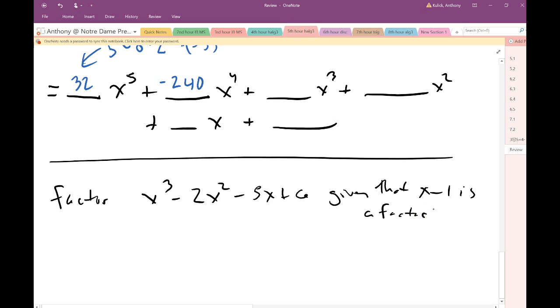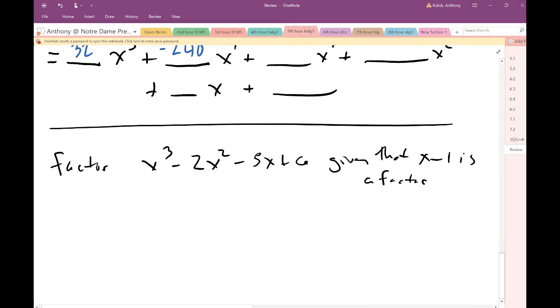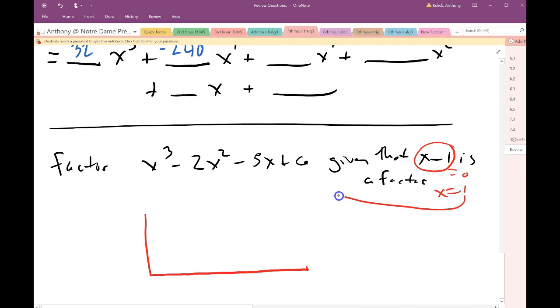So let's say we want to factor x cubed minus 2x squared minus 5x plus 6, given that x minus 1 is a factor. So this is a synthetic division problem, really. So this I set equal to 0, and I solve to get x equals 1. That's what number goes on the outside. And then the stuff that goes in here are going to be my coefficients.